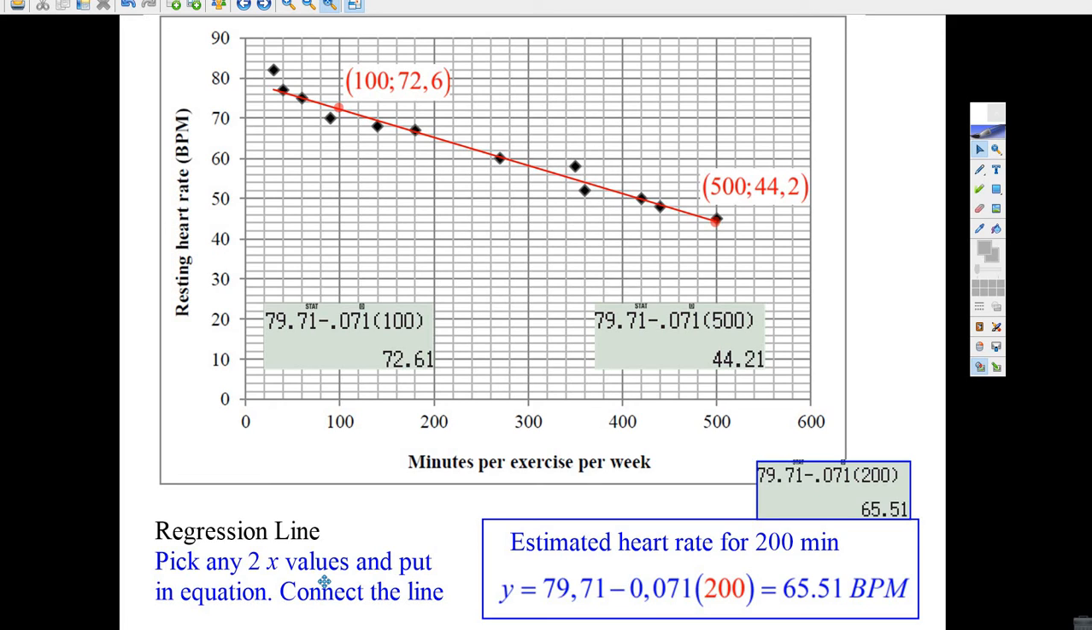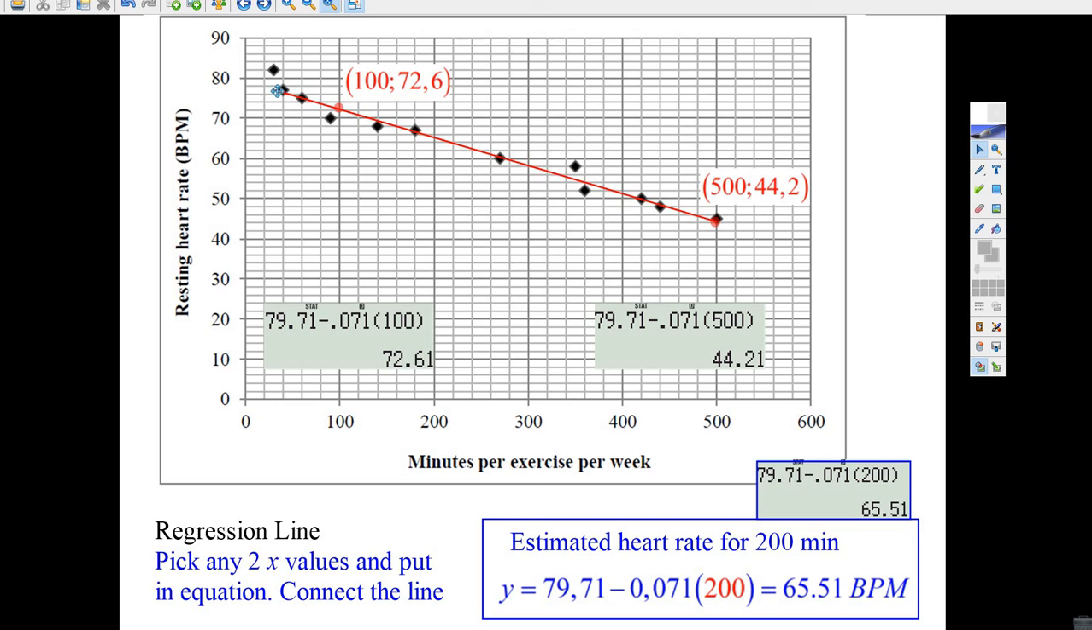Now the other thing that they may ask you to do is to graph the regression line. It's really, really easy. You just pick one value. It doesn't matter. You could pick 100. You could pick 60. I picked them relatively close, the easiest numbers I could see. I picked 100 and 500. I put it in the equation, and I got numbers for Y. And then I put 100 in the X direction, and just estimated that was where 72.6 would be. Then I put 500 in, and that's just a little bit below the value given here, 44.2.